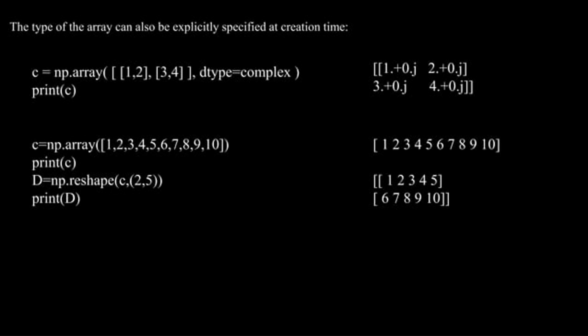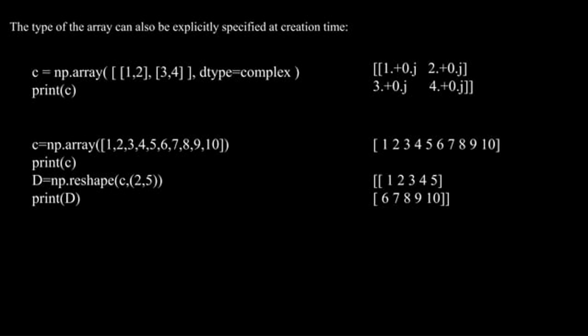So we are specifying that we want complex type. If we print c, we'll get 1 plus 0.j, because 1 is a complex number but doesn't have an imaginary part, that's why 0.j. Same as 2 plus 0.j, 3 plus 0.j, 4 plus 0.j. The output is in complex numbers.